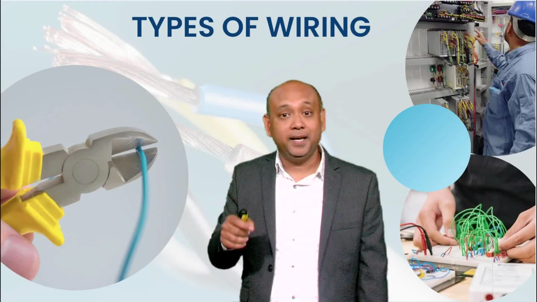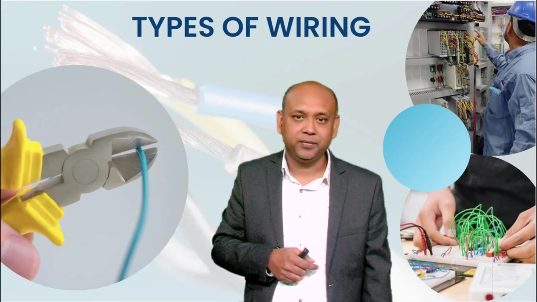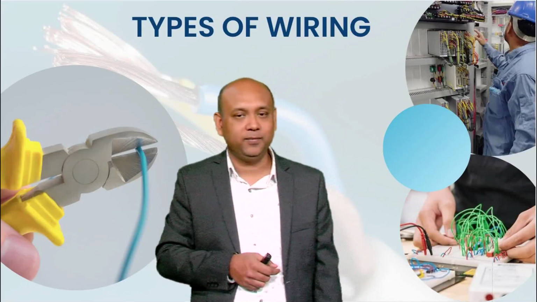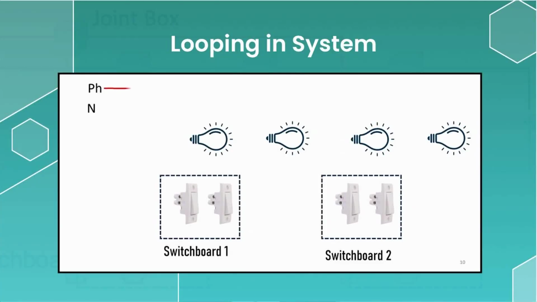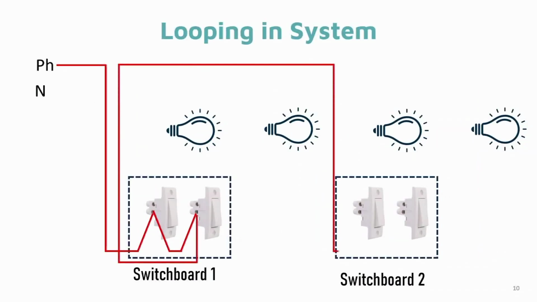Now, a better practice is to avoid using these joint boxes altogether. This is done by employing the looping in system of wiring. In this system, the main phase wire from the distribution board is taken to the nearest switchboard. Here, the phase wire is connected to all the switches. To provide power to the second switchboard, a connection is taken from the phase wire connected to any of the switches in the first switchboard.